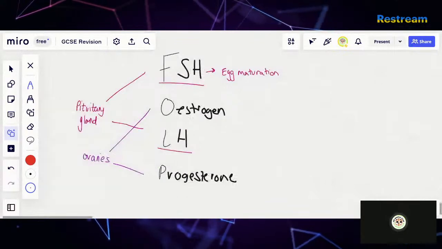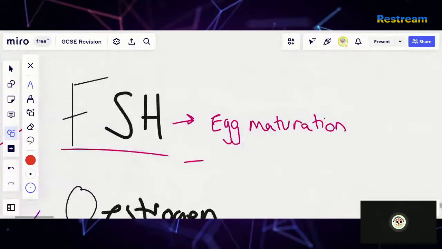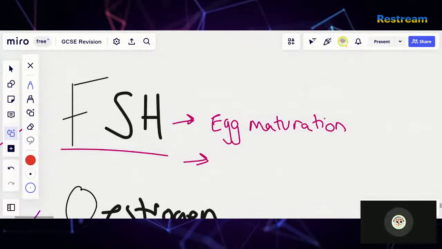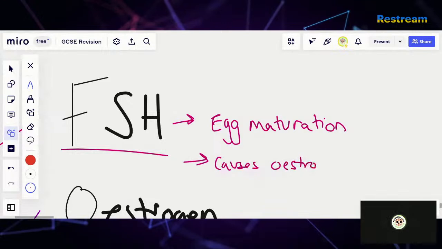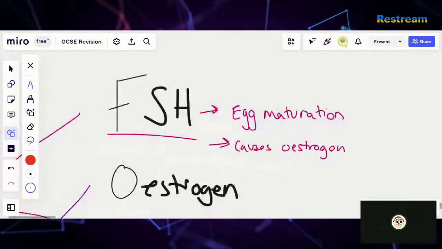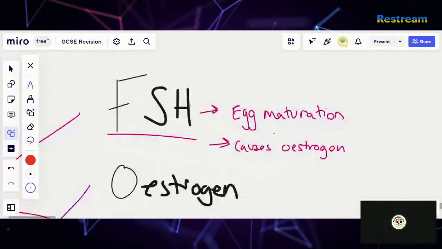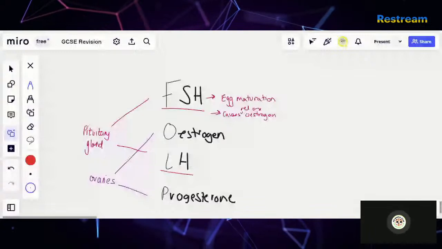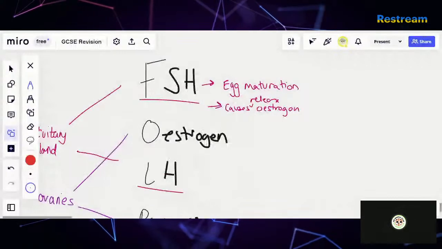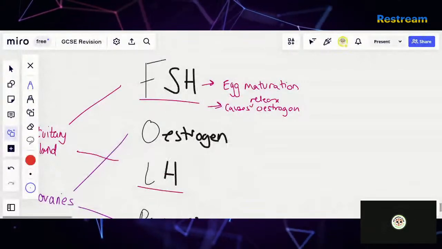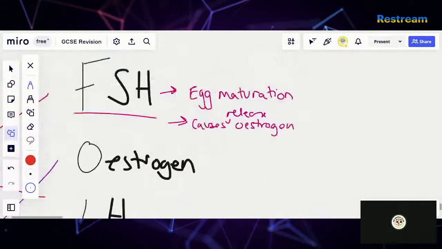Now let's look at estrogen. So another function of FSH before we move on, actually. It's egg maturation, and then it also causes the hormone estrogen to be produced. So it causes the release. Then we have estrogen. Now the function of estrogen is to maintain the uterus lining. Sorry about that. The function of estrogen is to maintain the uterus lining.